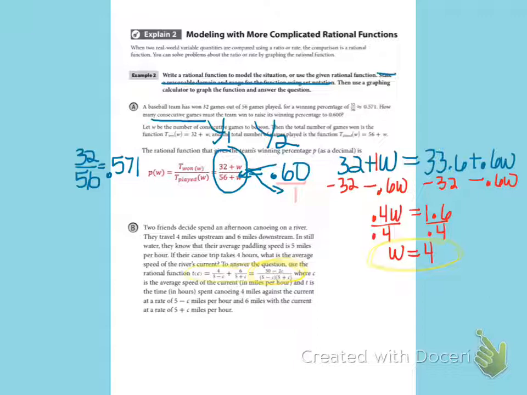And what we really want to know is, when does this equal 4? Because it was a 4-hour trip. So we're going to try to figure out the average speed of the current, which is c. This might be one we could solve by algebra. We could do those cross products, but if you put 4 over 1 and did the cross products, you'd be dealing with some sort of quadratic equation.